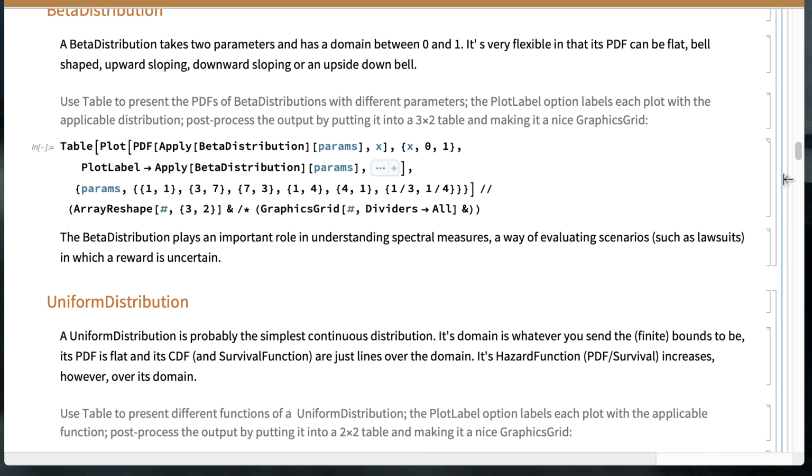Beta distributions. Beta distributions are very interesting creatures. They take two parameters to define the member of the family, to define the factory. They output numbers between 0 and 1. What's neat about the beta distribution is its flexibility. Its PDF, which I'm about to show you, can, depending on which family member you're looking at, be flat, it can be bell-shaped, it can be upward sloping, downward sloping, or an upside-down bell. So let's take a look at that.